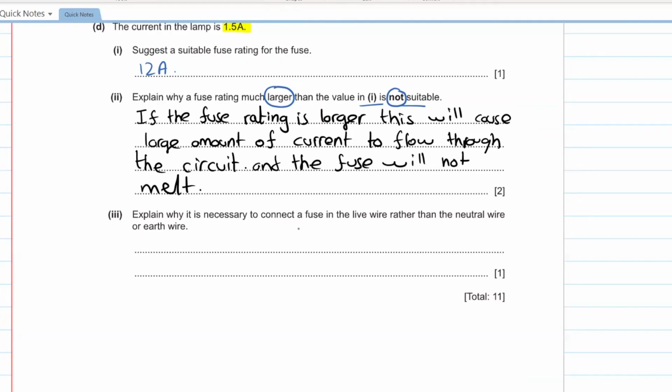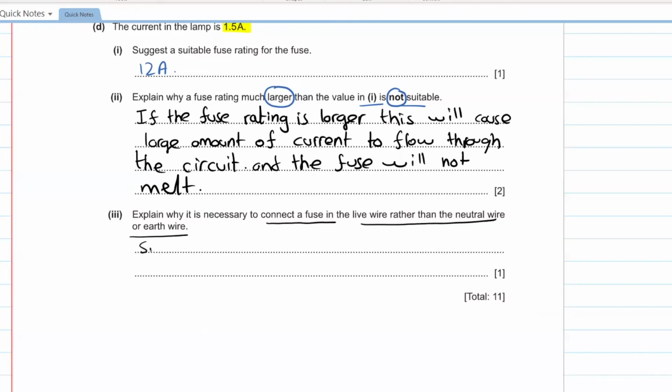Simple. Explain why it is necessary to connect a fuse in the live wire rather than the neutral wire or earth wire. Why do we connect the fuse in the live wire? Because voltage or current is first of all supplied to the live wire. When voltage or current is supplied to the live wire, we must place the fuse in the live wire. Okay?